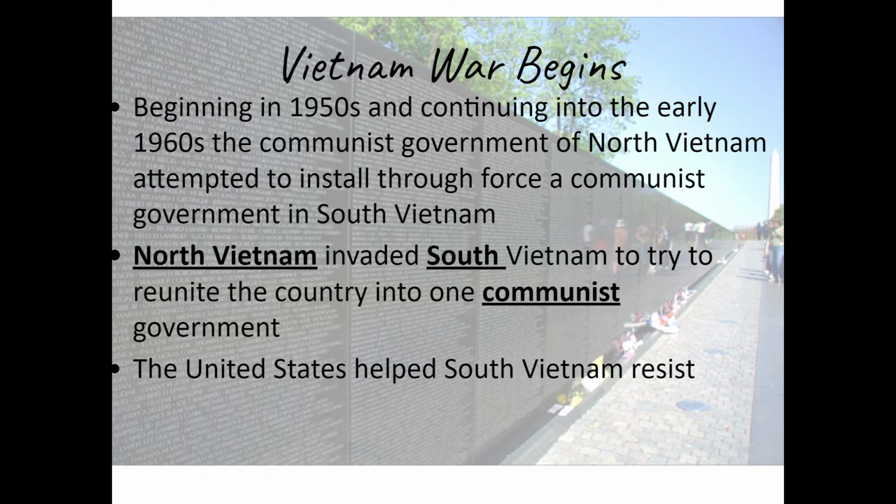The United States, playing a policy of containment, says no, that can't happen, and so we are going to intervene with a small amount of troops in the very beginning, saying we're going to come over and support the South Vietnamese. Meanwhile, the North Vietnamese are going to be supported mainly by the Soviets and the Chinese.